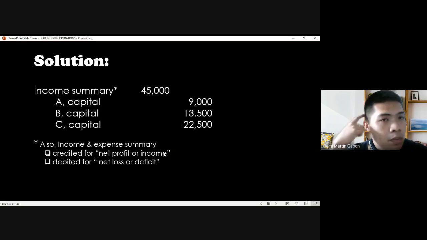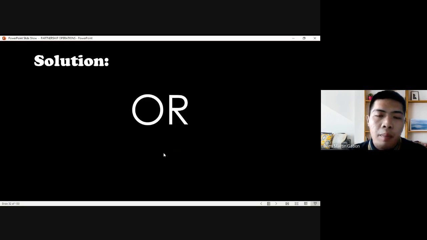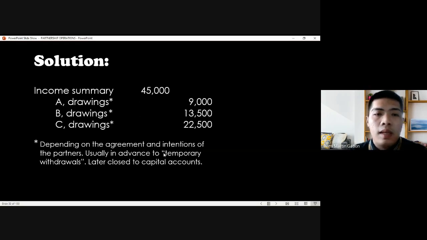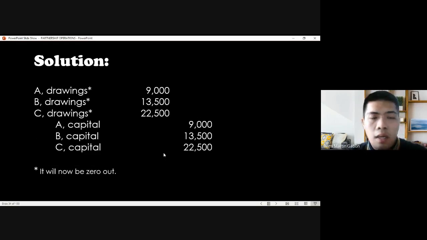Then for journal entry purposes, to close the income and expense summary account to the capital accounts, we can have it debited to income summary, then credit directly the distribution to the capital accounts, thereby increasing the capital accounts of each partner. However, again, they can choose to have it credited temporarily to the drawing account, then have it closed later on to the capital accounts of the partners. Okay, they have the same effect on the capital accounts.